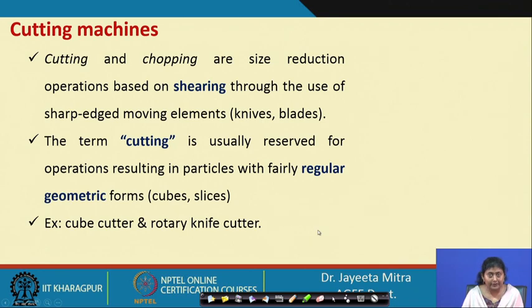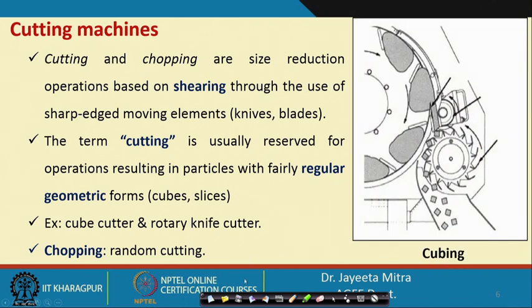So, rotary knife cutter is an example which we use for cutting the vegetables and all, and chopping is a random cutting. So, sizing will not be uniform in that case. So, here is a cube cutter which has a specific serrated geometry for the cutting blade. So, it will cut all the products into a particular cubic shape, and that we can see here. And in case of chopping, we just put the abrupt force on the material, so that irregular shaped particles may come out.